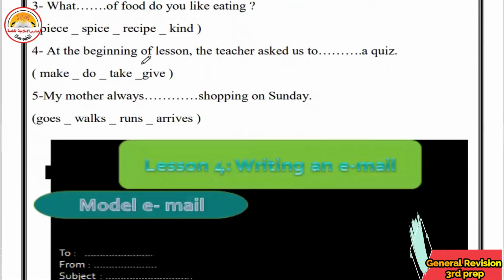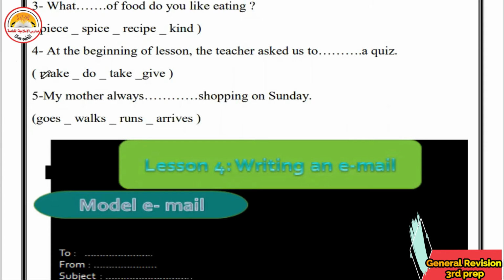Number 3, what blank of food do you like eating? Piece, spice, recipe, kind? Marwan? Kind. Yes, very good. What kind means what type or what sort of food? Okay, thank you, kind.